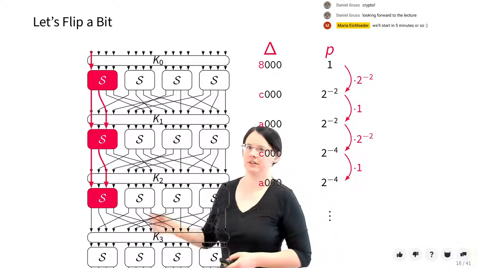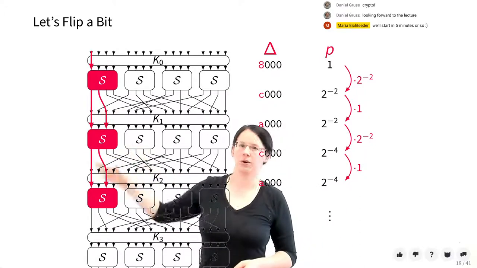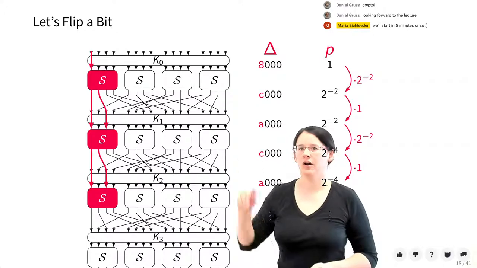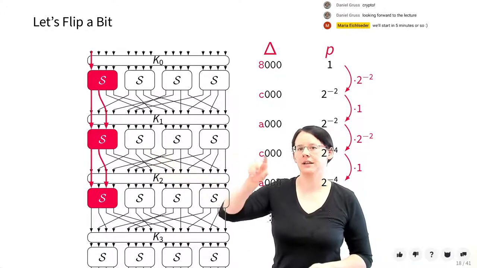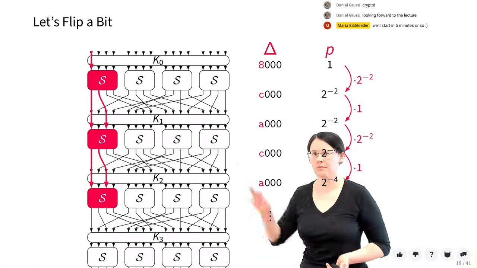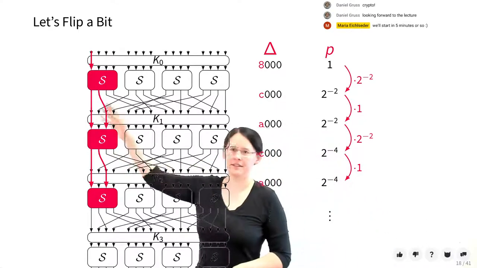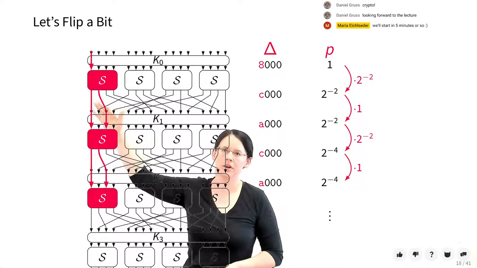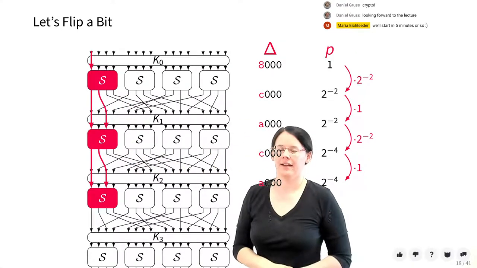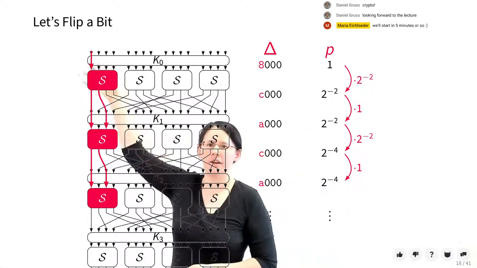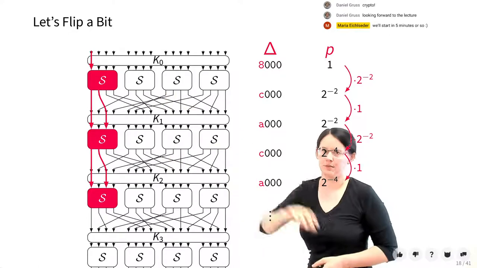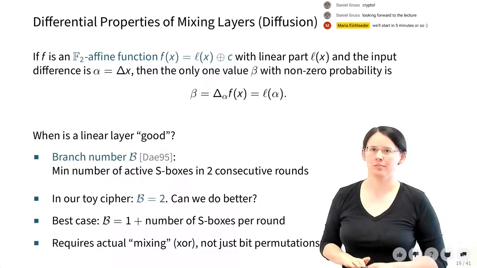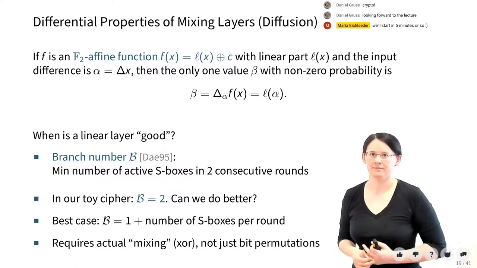But there is another thing we observe here. Because we could find differences which only activate one S-box in each round, this looks pretty weak. And this is actually now not a property only of the S-box, but in particular of this permutation or mixing layer here. So the job of this mixing layer would actually be to make sure that this doesn't happen, that it's not possible, so that what we want to ensure is that each S-box output influences as many others as possible. And we see here that this is not really given. So for example, the output of this S-box here never influences this S-box here. This is something we could improve. And this is what we mean by the differential properties of the mixing layer or permutation layer.